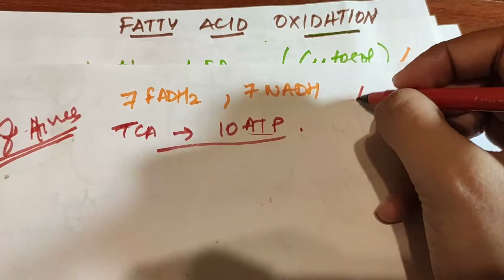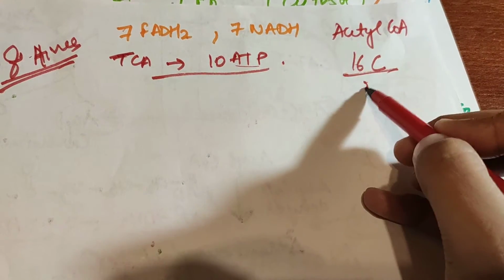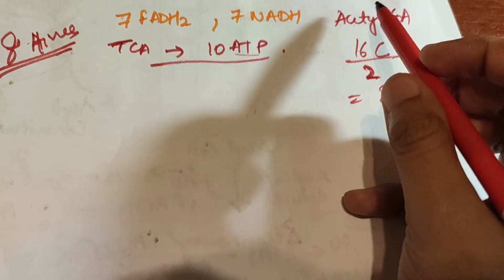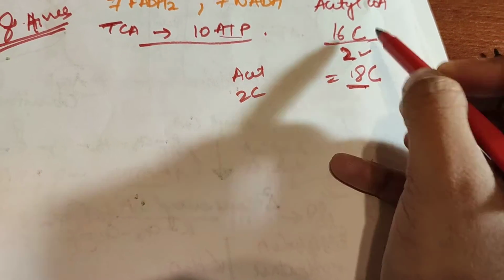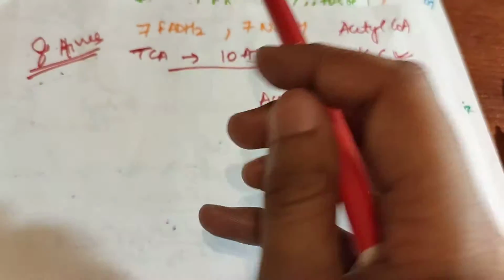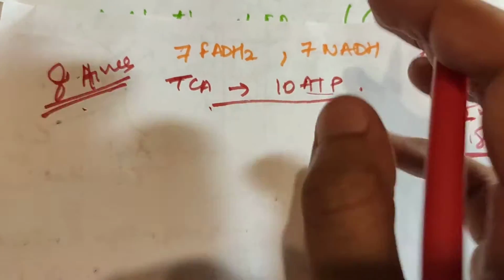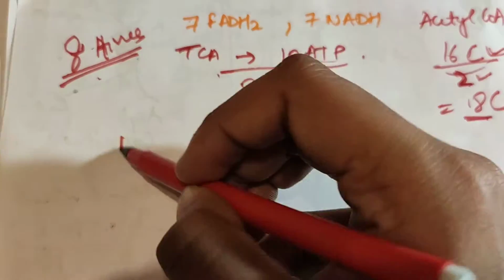Now how many times will the TCA cycle be there? 8 times. Why 8 times? How many acetyl coenzyme A will be formed? There were 16 carbons. Obviously, if we are getting rid of carbon units by acetyl formation, acetyl is 2 carbon. So obviously 8 acetyl coenzyme A will be formed to finish the 16 carbon. If 8 acetyl coenzyme A are formed, then the TCA cycle will be repeated 8 times. So 8 into 10, that is 80 ATP from the TCA.